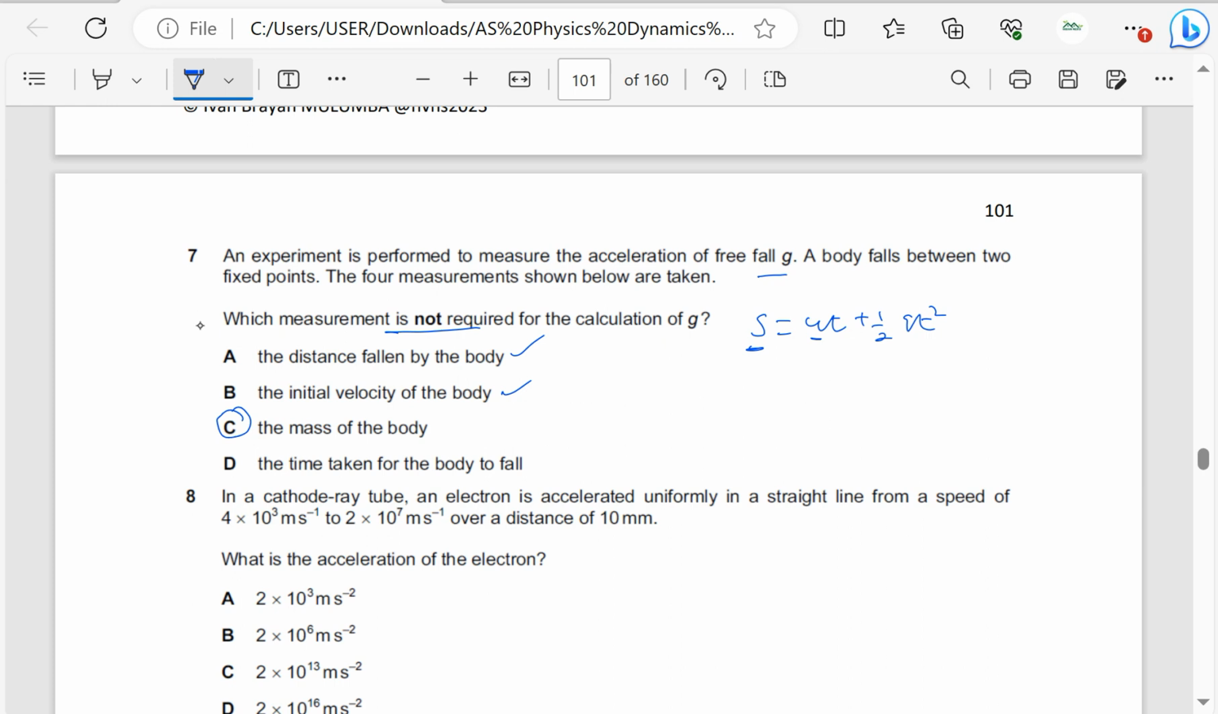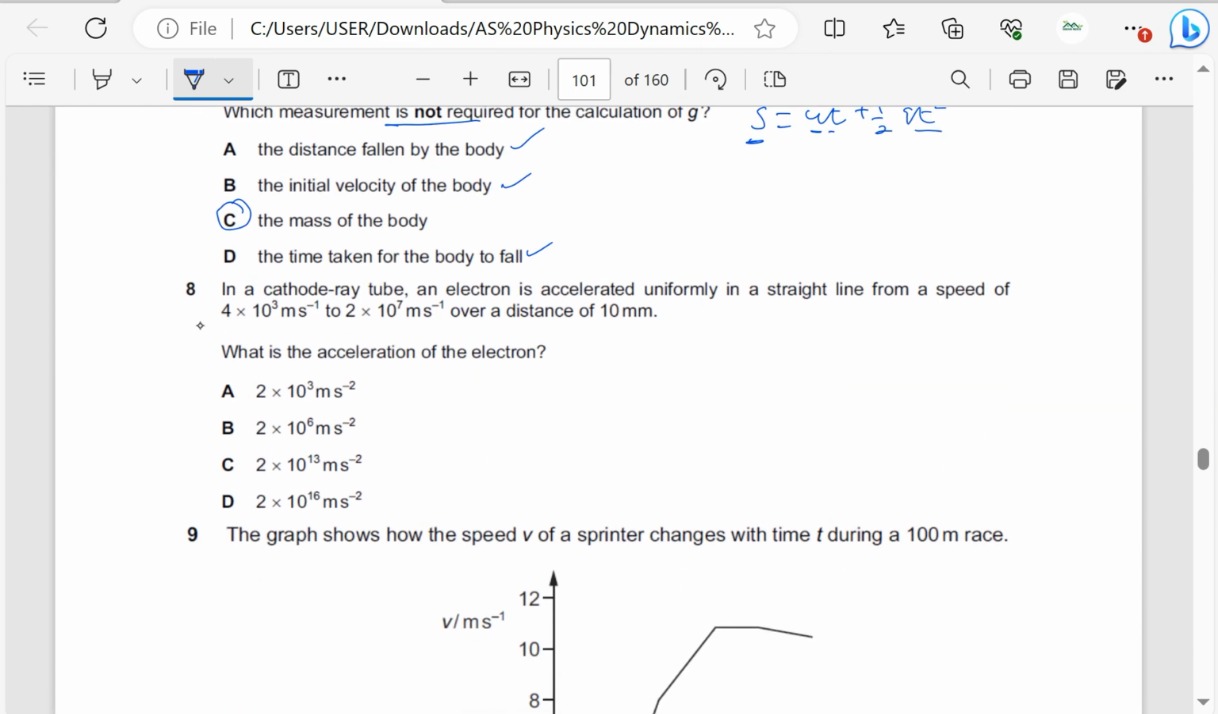The mass of the body is not required because if the acceleration is constant, all objects, whatever the mass, are accelerated at the same rate. And the last one, the time taken, is fine. We need the time, but we don't need the mass, so the answer is C.